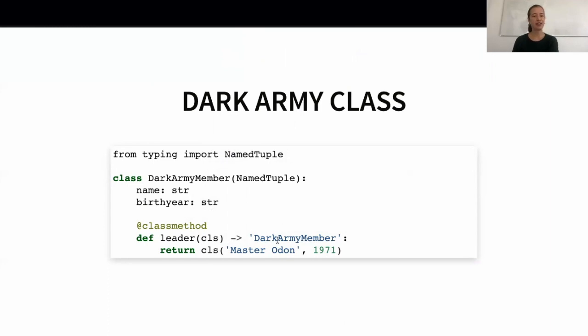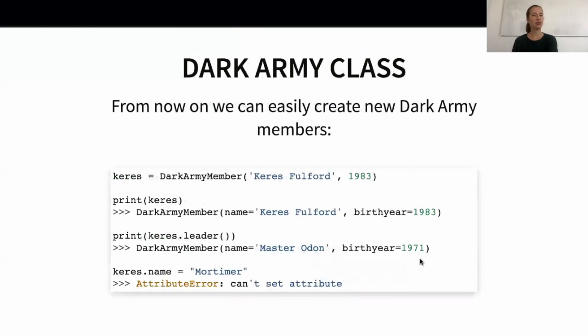We can further specify Master Odon, the leader of the Dark Army, as a class method. We can, with this namedtuple class, easily create members of the Dark Army. For example, we can create Karis Fulford, one of the dreaded members, and access the leader of the Dark Army using the instance of Karis. So we get a nice string representation of the Karis instance, and we can access the leader of the Dark Army using the Karis instance. We can further make sure that we cannot change the fields of the namedtuple class that we created. That you can see here, where we try to change the name of the Karis instance and we get an error.